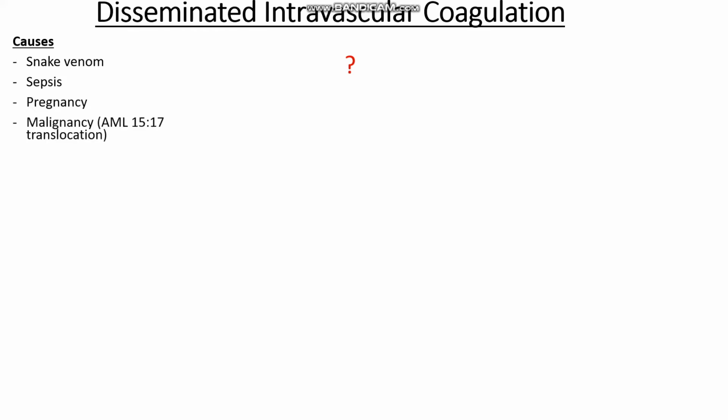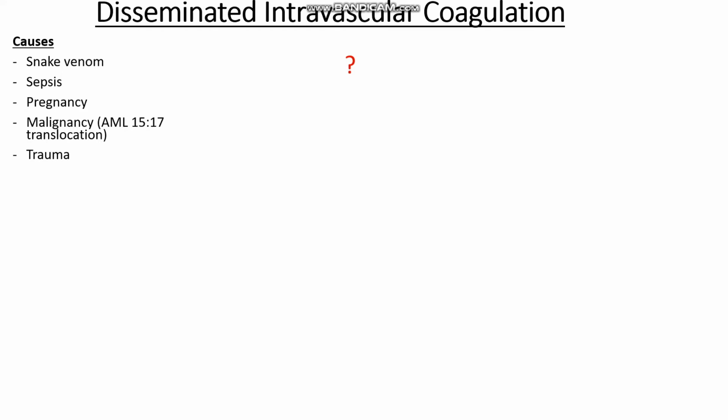Okay, so how does this process occur and what actually goes wrong? Well, this process will get started off with something, and we don't exactly understand what that exact thing is. It could be many things, but some of the more common things that we are aware that it can be caused by are things like snake venom, sepsis, pregnancy, malignancy, specifically if you have a type of acute myeloid leukemia, where you have a 15-17 translocation, or promyelocytic leukemia, you're at a really high risk of this, as well as trauma, okay?